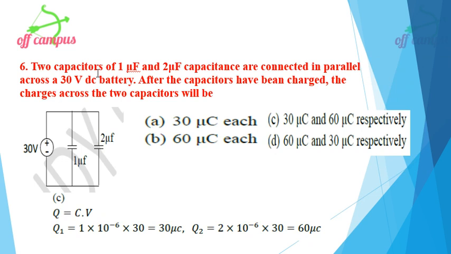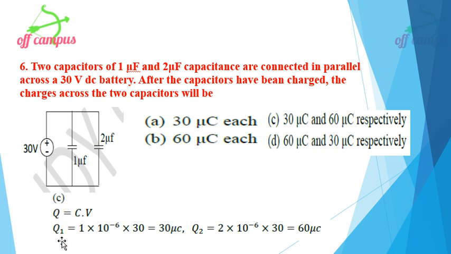Then question number 6: two capacitors of 1 microfarad and 2 microfarad capacitance are connected in parallel across a 30 volt DC battery. After the capacitors have been charged, the charges across the two capacitors will be? We need to find out the charges of the capacitors. What is the formula? Q equal to CV, okay.